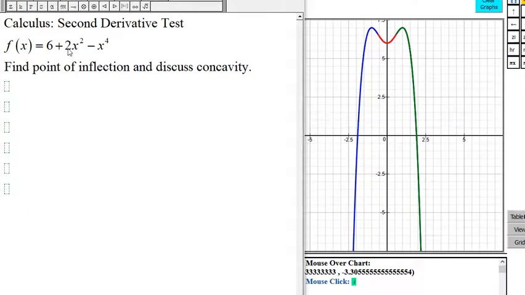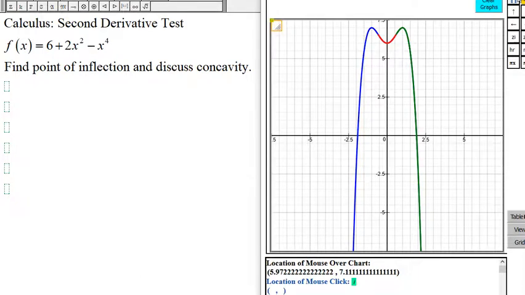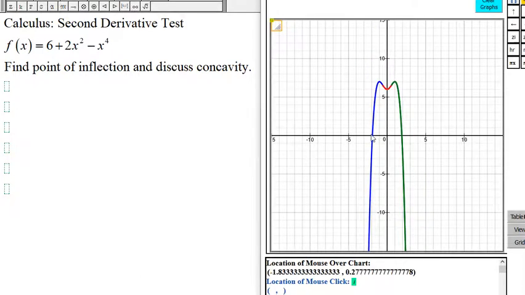Here we have the function 6 plus 2x squared minus x to the fourth, and this is what the graph looks like. And for this graph, we say that this blue part right here, the graph concaves down, and then this piece, the graph concaves up, and then this piece, the graph concaves down.